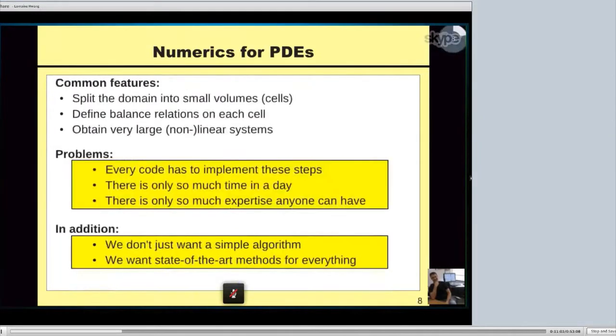Now, in addition to this, I think we all recognize that we don't just want to have the most simple algorithm for every single one of these steps. So the simplest mesh, for example, would be just subdivide a cube into smaller cubes and solve, let's say, a linear system using Gauss elimination, or maybe through Richardson iteration, or any of these simple methods. But I think we all realize that we want to do much better than this. Right, that we want to use state-of-the-art methods for every single one of the steps that are involved in solving PDEs. And here's just a short list of things that one might want to have.